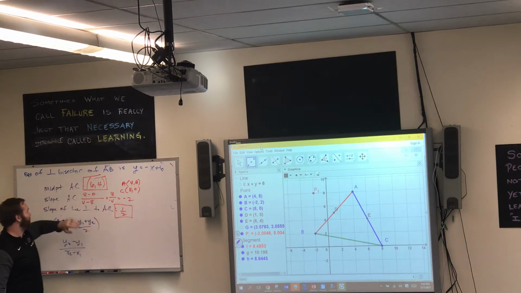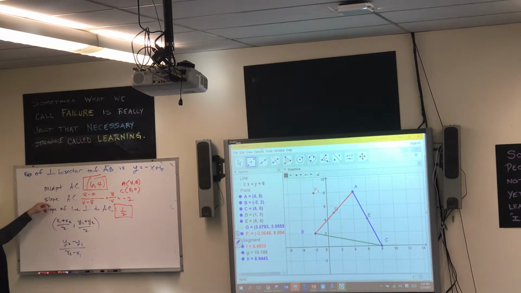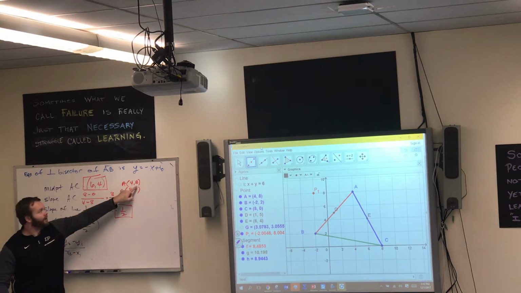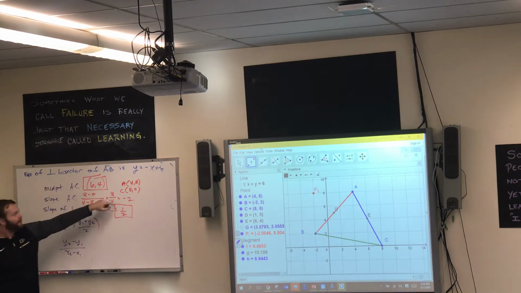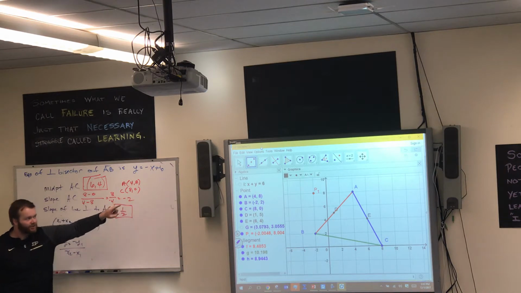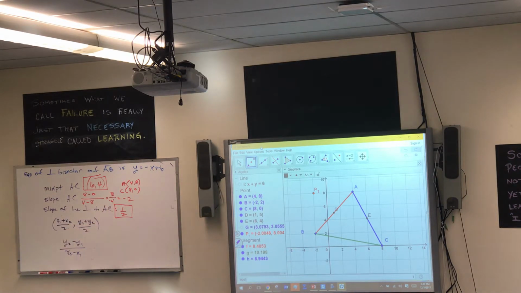The next thing I want to do is find my slope of AC. So slope of AC, y2 minus y1, so 8 minus 0 gives me 8. 4 minus 8 gives me negative 4, so my slope is negative 2, right? That's the slope of the blue line up there on the smartboard. We want the slope of any line that's going to be perpendicular to that. So we take the reciprocal of 2, which is 1/2, right?